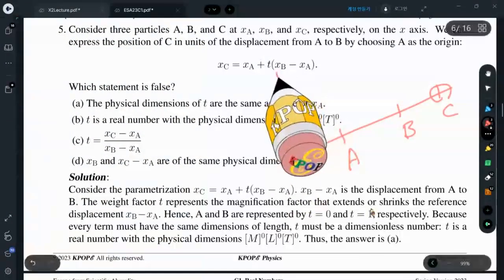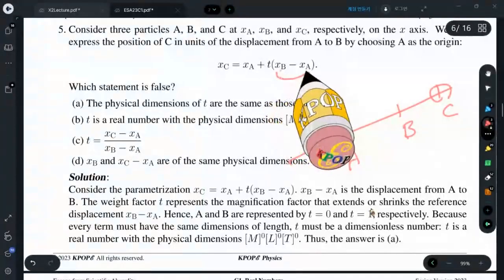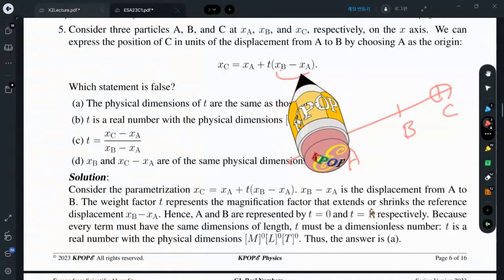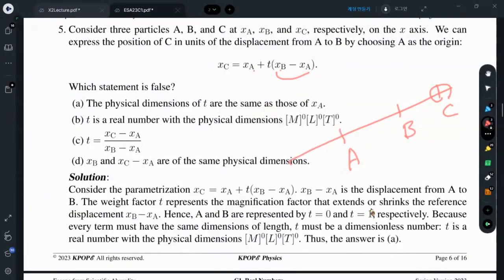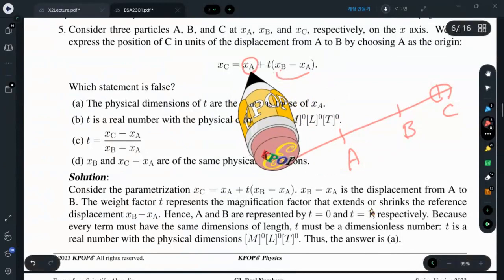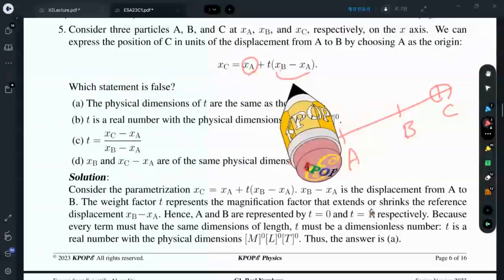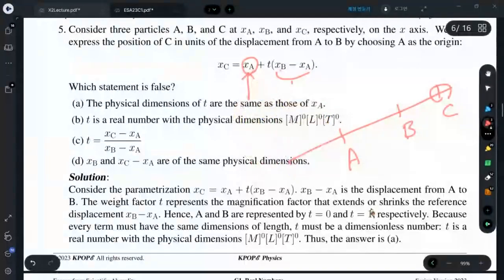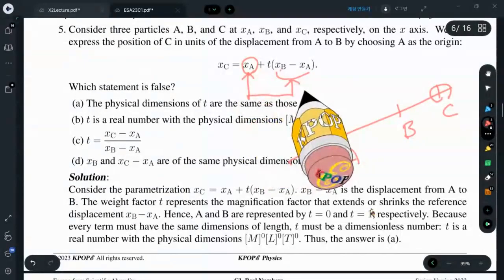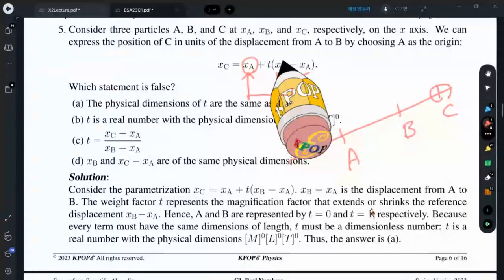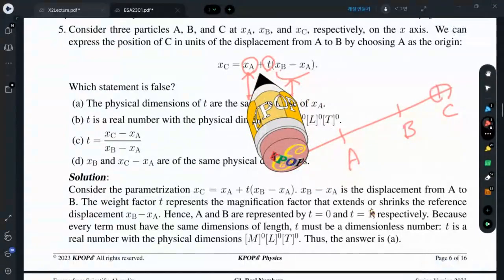First of all, let's see. These two are of the same dimension, so XA and XB can be either added or subtracted. That's fine. And there is XA also. These two can be added only if they are of the same physical dimensions. Because both of them are of physical length dimensions, this T must be a dimensionless parameter. This is a pure mathematical number. Okay.